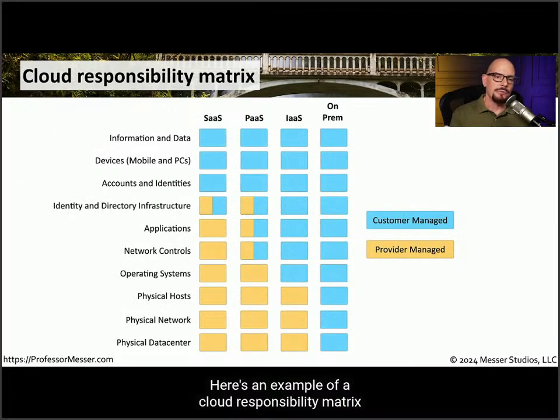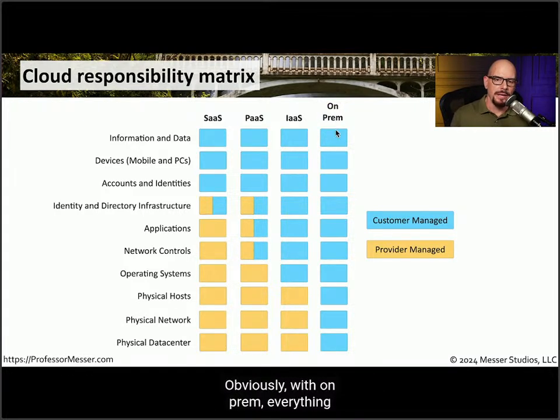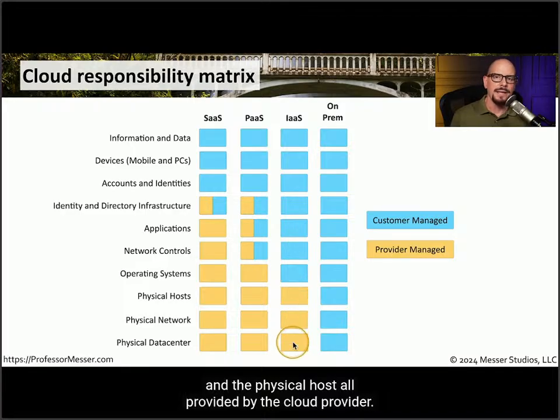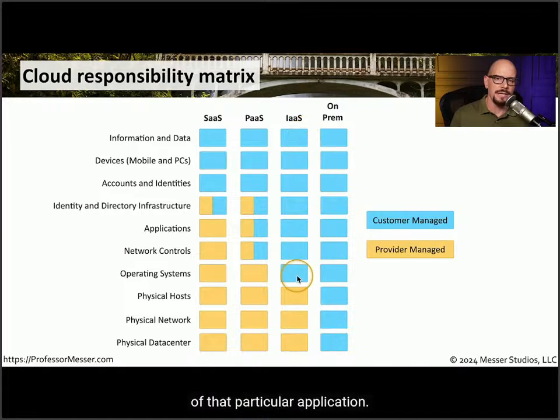Here's an example of a cloud responsibility matrix that you might find with any cloud service provider. In this chart, I've separated out software as a service, platform as a service, infrastructure as a service, and then an on-prem device that you would manage yourself. Obviously, with on-prem, everything from the data to the applications to the physical data center are all the responsibility of the customer. But with infrastructure as a service, you have the physical data center, the physical network, and the physical hosts, all provided by the cloud provider, and then you handle all of the other pieces of that particular application.